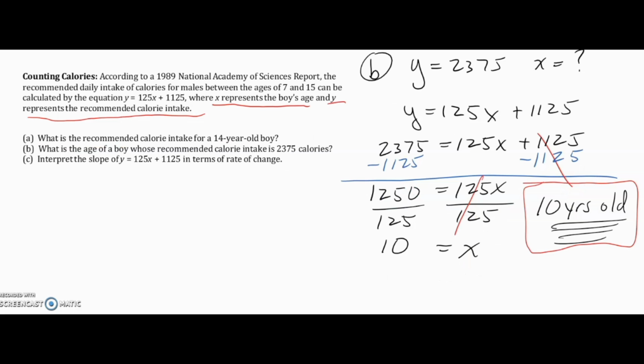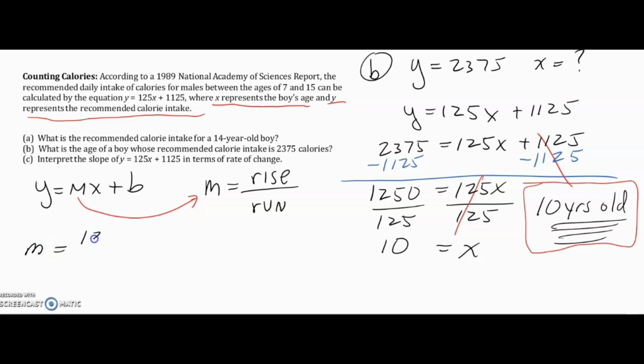Now what about this C? It says interpret the slope of y equals 125x plus 1,125 in terms of the rate of change. So what do I know? Well, I know that slope is my rise over run. I also know that if I have y equals mx plus b, my m is definitely my slope. So what is the slope here? 125. Yes, but I need to write it as a rise over run. So I have 125 divided by 1.